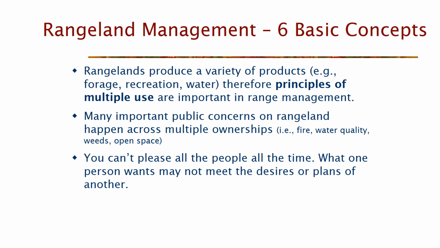The next one is that it's really important to think about the multiple ownerships of land and the fact that things that happen on range work across those ownerships. Fire doesn't stop at boundary lines. Water quality is affected by all of your neighbors, including the land that you're responsible for. Weeds don't stop when they come off of one type of land onto another. Open space can only be created if a lot of people with different ownerships are working together.